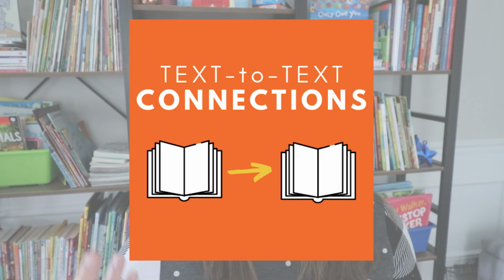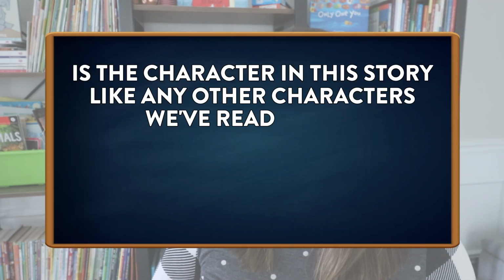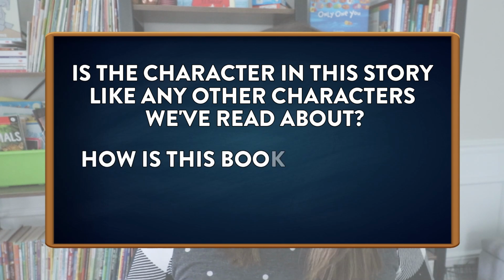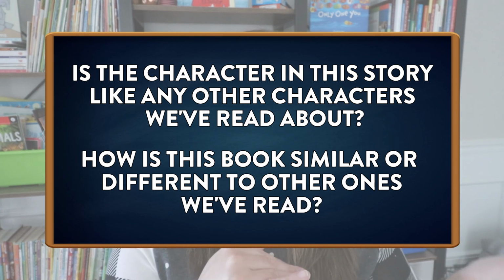And again, you're going to model some of these examples as you do your read aloud. Now, some of the guiding questions I like for this include, is the character in this story like any other characters we've read about? And how is this book similar or different to other ones we've read? On the anchor chart, you will want to write down one of your modeled examples of a good text-to-text connection you made, and then also some examples of meaningful connections students have made.